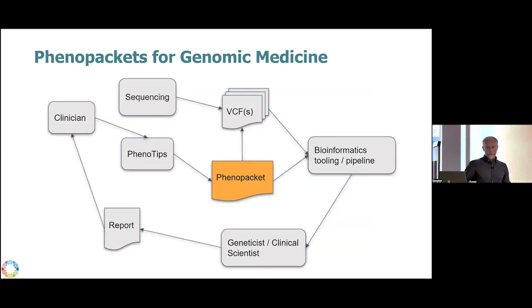So where does it fit in a genomic medicine space? The phenopacket is this bit in yellow that you can see here, and it's really a way you use to describe a patient that you can store, take out of your EHR, and then move into a diagnostics case in this case.